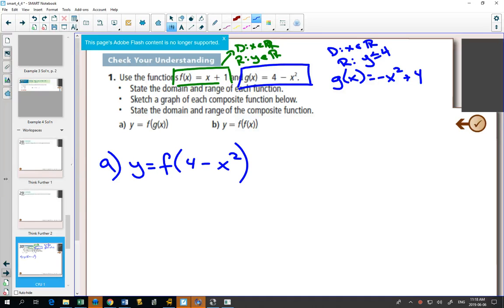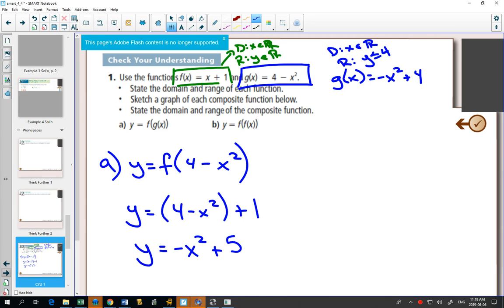And now for f, this is where it gets a little bit tricky, because f says whatever you plug in, add 1 to it. So if I plug in 4 minus x squared, I'm going to have to take 4 minus x squared and add 1 to it. That's the function f of x. Whatever you have inside, you add 1 to it. Now this can be simplified, and we will get negative x squared plus 5.